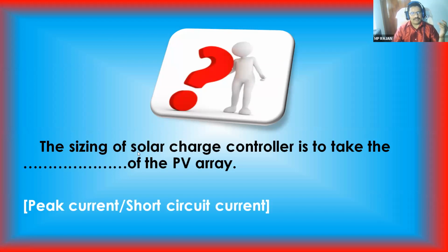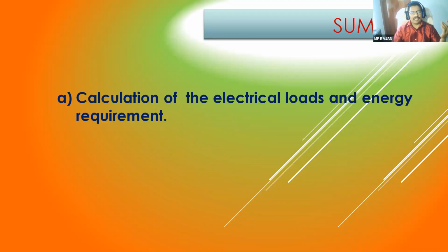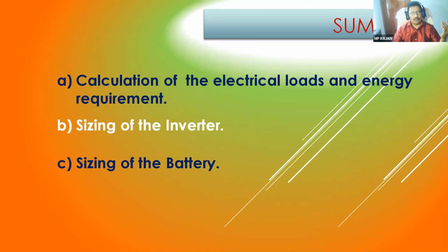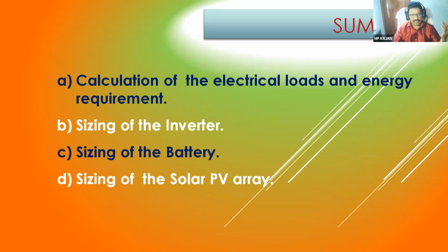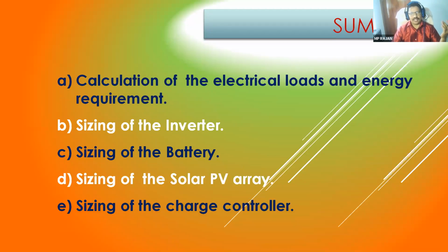Okay. So the sizing of the charge controller is based on the PV array peak current or short circuit current. Okay. So today we have seen how to calculate the load, and size the inverter, battery and solar PV array, and finally the charge controller. Next class we will see how to design a grid type solar power plant.